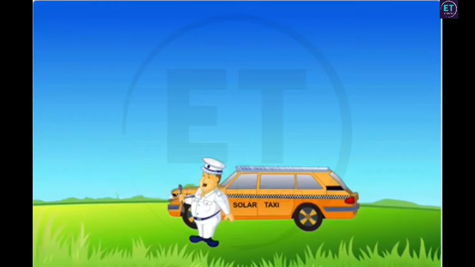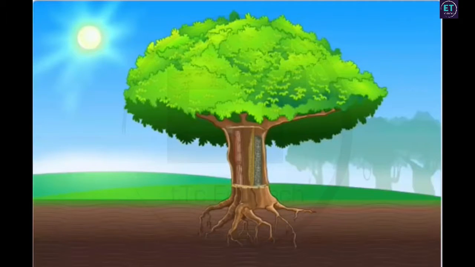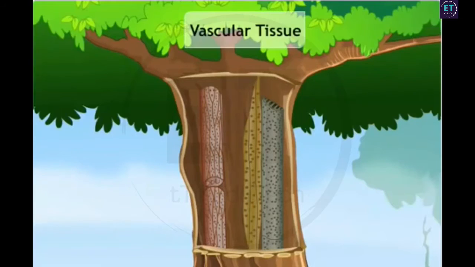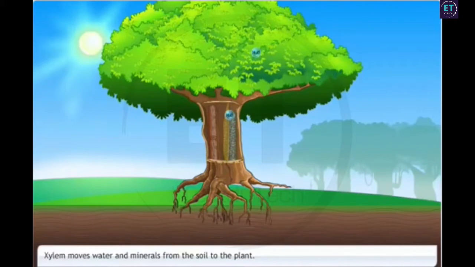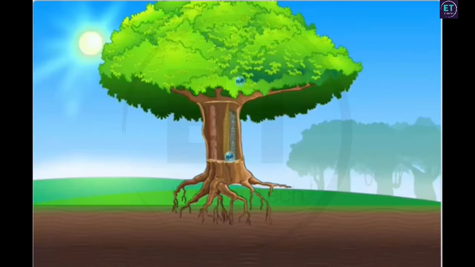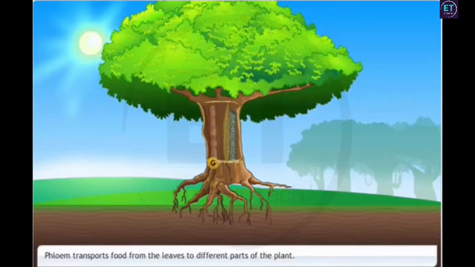There's a fix to every problem. Tall plants have transport systems called vascular tissues, which move raw materials from the roots and food from the leaves. This happens through two sets of conducting tubes that work independently. The xylem moves water and minerals from the soil to the plant. The phloem transports food from the leaves to different parts of the plant.